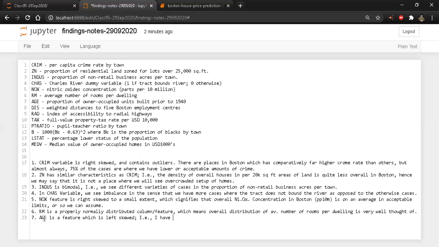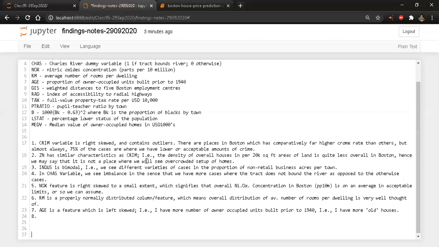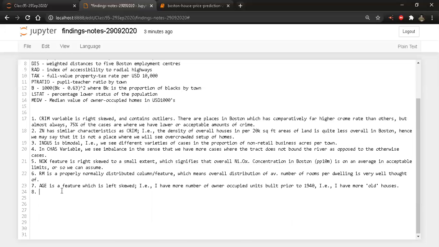I have more proportion of owner occupied units built prior to 1940, which means I have more old houses. So these houses will look old as well. If they are old, I hope they are really maintained well. But then they are like the old stone houses, right? They might look old, they might be a little old. I don't know when this data was taken, maybe it's old as well. So the houses might look a little bit old.